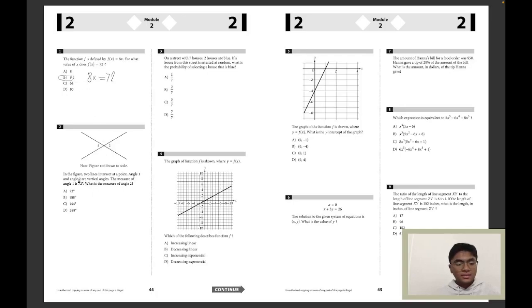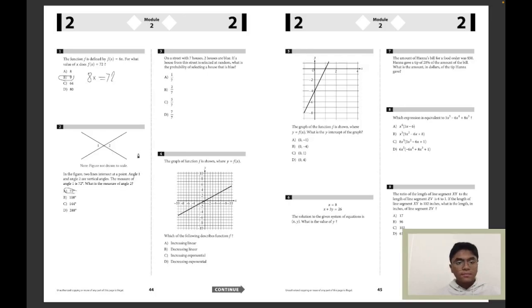Great. Next. In the figure, two lines intersect at a point. Angle 1 and angle 2 are vertical angles. The measure of angle 1 is 72 degrees. What is the measure of angle 2? So vertical angles just means that they have the same angle measure. So as a result, 1 and 2 are equal. By the way, if we were to make another angle 3 and 4 here, they'd also be vertical angles. And so if 1 is 72, because 2 is vertical to that, it's going to be equal. That means 2 is also 72 degrees.